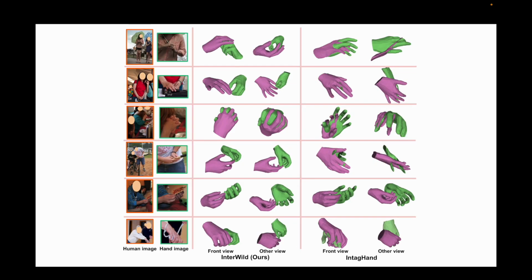These are qualitative results. Our InterWild produces highly robust results compared to the previous state-of-the-art method. As there has been no method for 3D interacting hands recovery in the wild, we retrained a previous state-of-the-art method jointly on mocap and in-the-wild datasets.